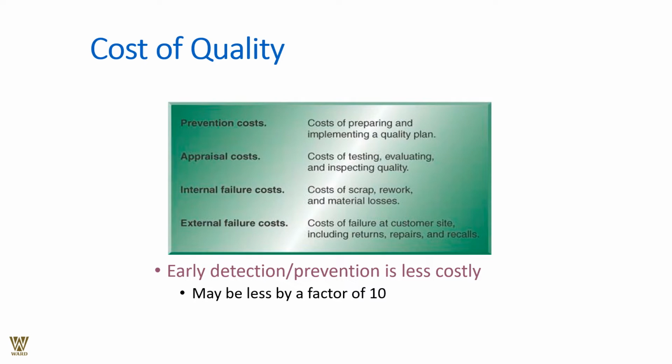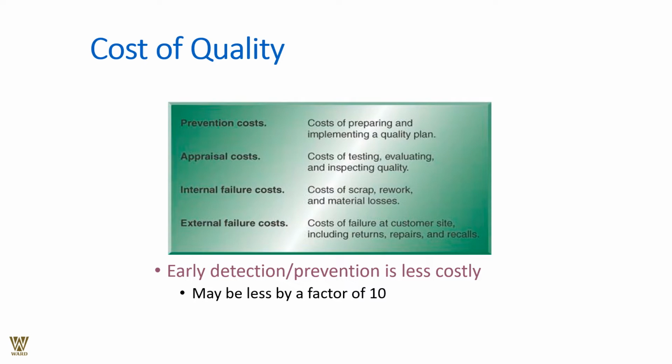So yes, the cost of quality, we are talking about prevention cost, cost of preparing and implementing a quality plan, appraisal cost, cost of testing, evaluating and inspecting the quality thereby, internal failure cost, cost of scrap, rework and material losses as the case might be. External failure cost is the cost of failures at the customer side, including returns, repairs, and recall. So we have the four kinds of cost of quality: the prevention cost, the appraisal cost, the internal failure cost, and the external failure cost.